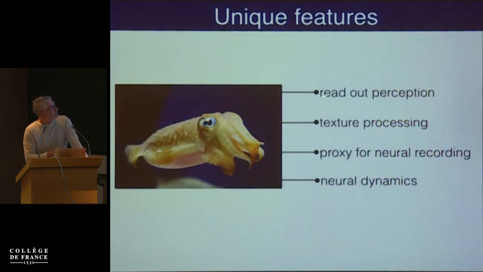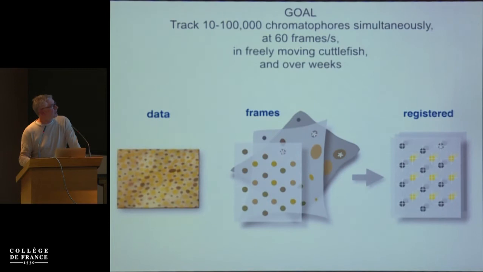We have a system here where you can read out the perception of the animal. You don't need to do complicated behavior. You have an input, which is a pattern, which is a 2D pixel array. You have an output, which is another 2D pixel array. And what we'd like to figure out is the transform between them. You have a problem which is computationally incredibly interesting, texture processing. You have this advantage that we can do neural recordings without going into the brain. And as I'll show you, we can actually tackle problems of neural dynamics.